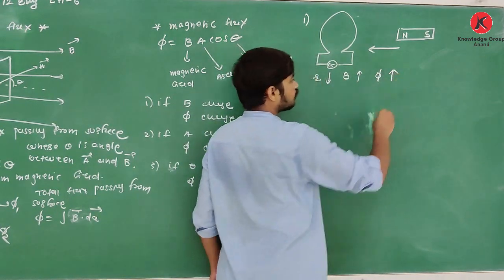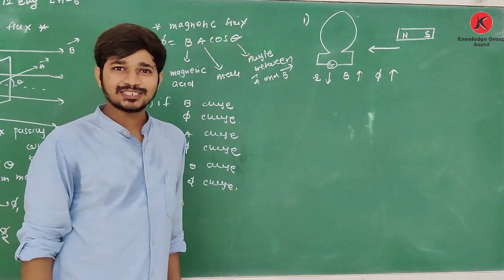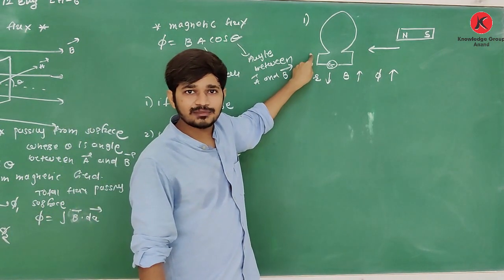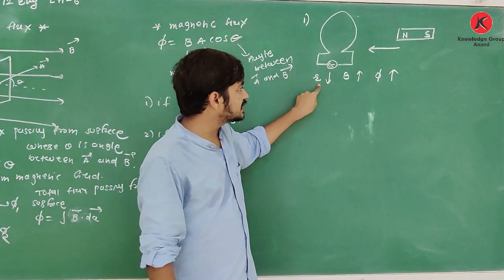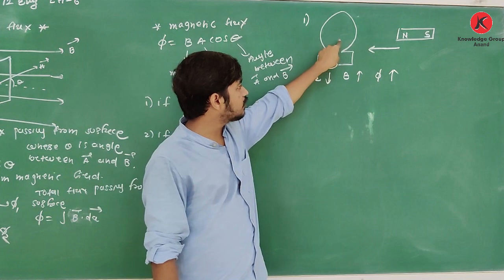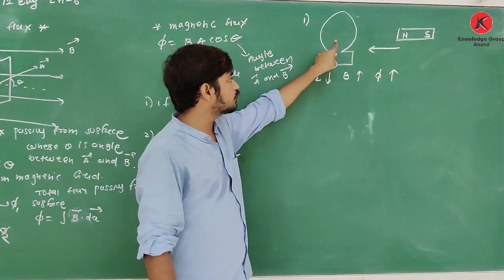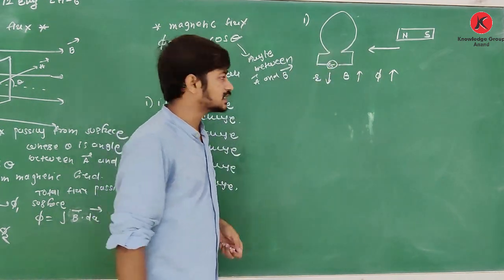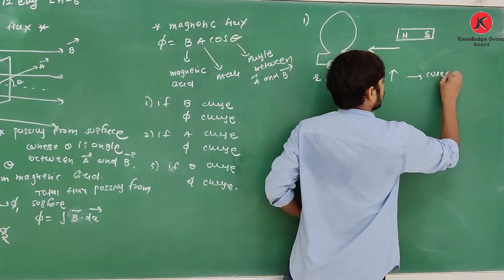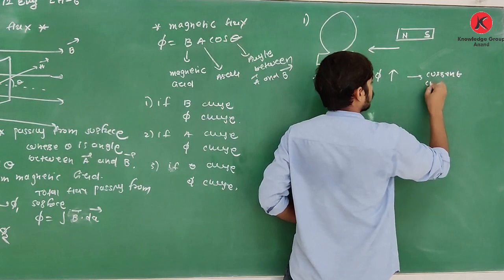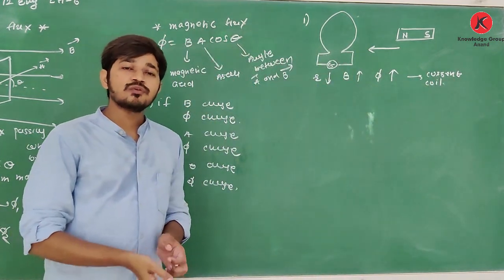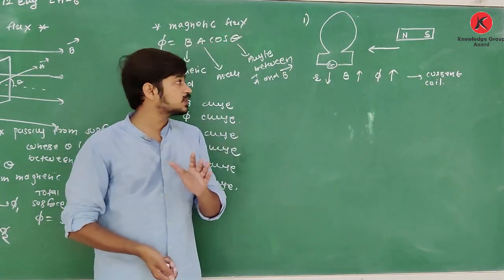So flux also increases. Yes or no? Flux also increases. Clear about this? Yes, as distance decreases, the magnetic field due to the magnet increases. So the flux linked with this coil increases, and due to that current is produced in the coil. Now see, we have discussed this in Faraday's law, first experiment.